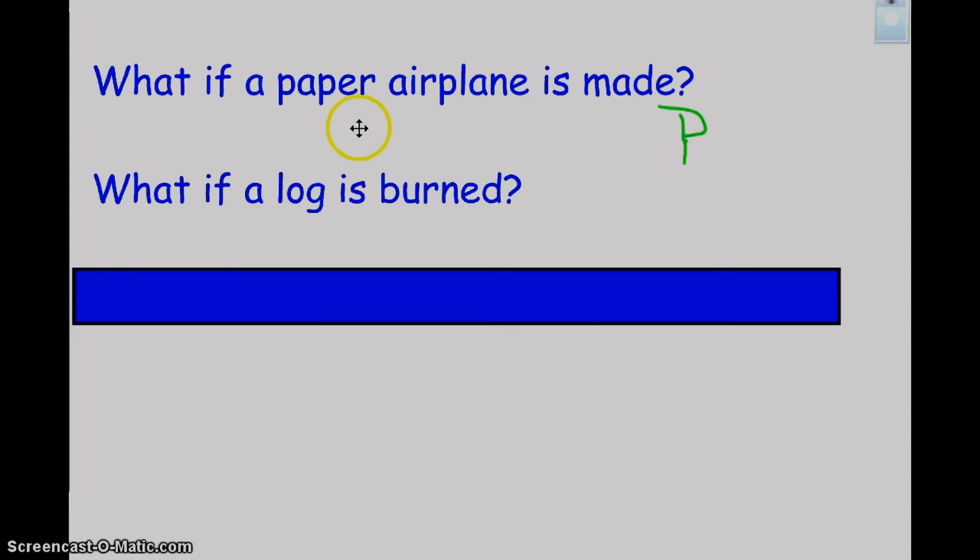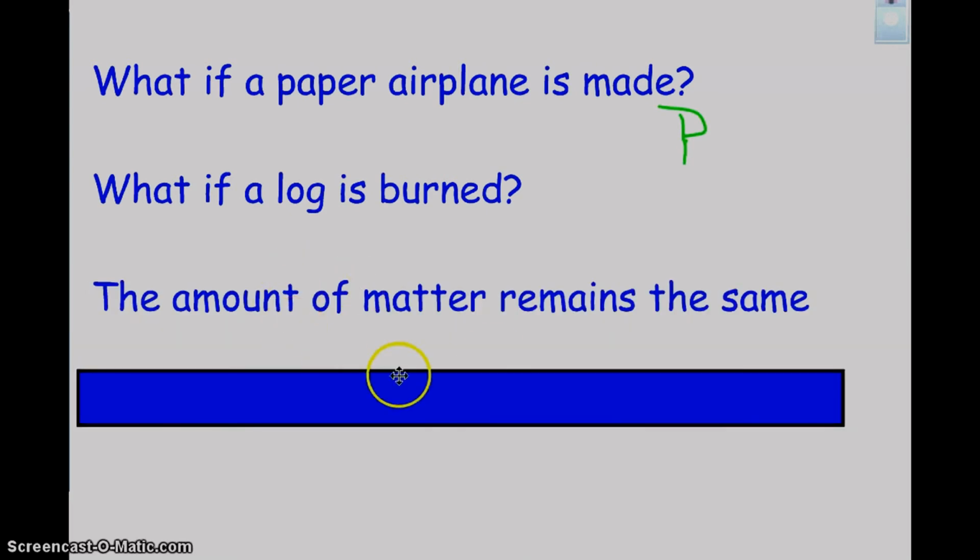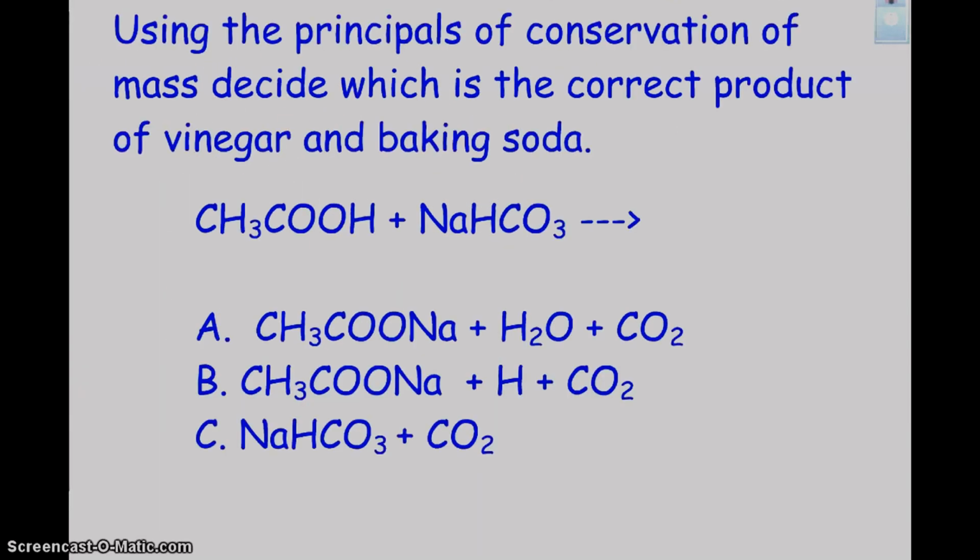Then you're destroying matter, right? It looks like it. It looks like matter is being destroyed because the log vanishes. But if you were to light a log on fire in a sealed room, you would still have the same amount of mass, because that smoke and that ash are going to add up to the same amount of mass that log once was. So conservation of matter still applies. The amount of matter remains the same, even in a chemical change, which the burning of that log would be.